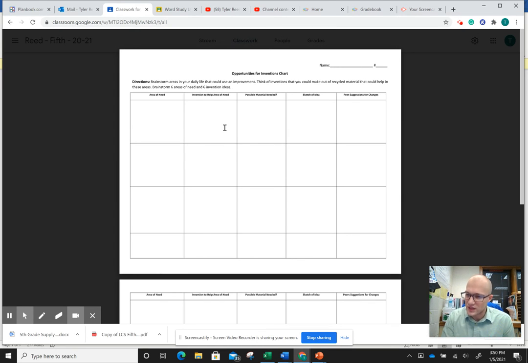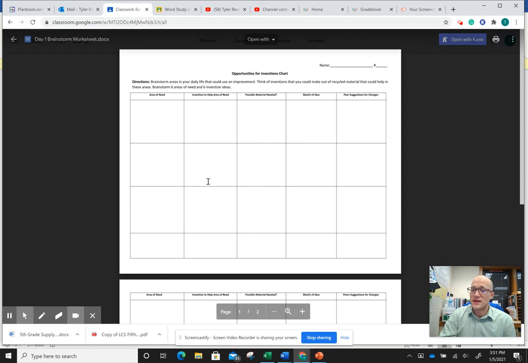So when I summarize that, what I need to put in the box here is a brief summary of an invention idea. So I might say something like a device that will fit on the outside of any plate that catches all food off of the plate and easily lets me throw it away. Okay? So that's what I would put in the box in the second column.